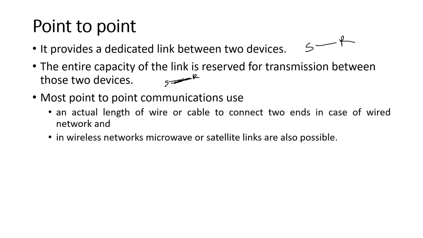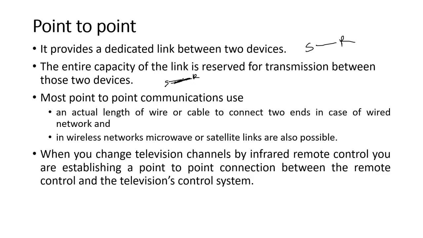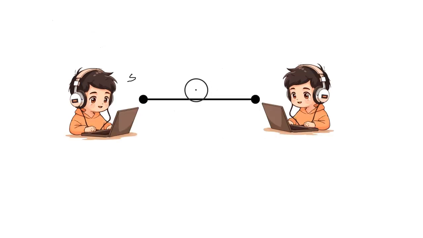And the example is that when you change television channels by infrared remote control, you are establishing a point-to-point connection between the remote control and the television's control system. So that is the example of point-to-point connections we use at home.